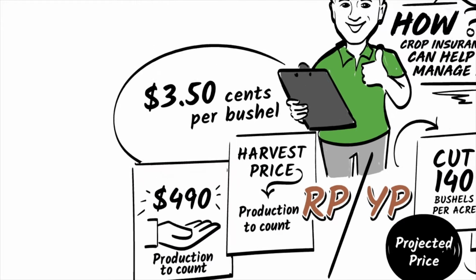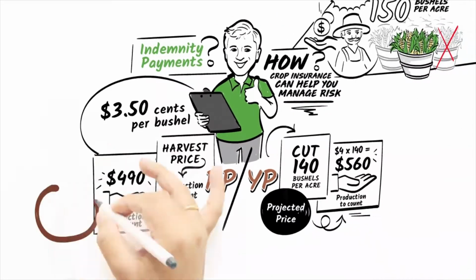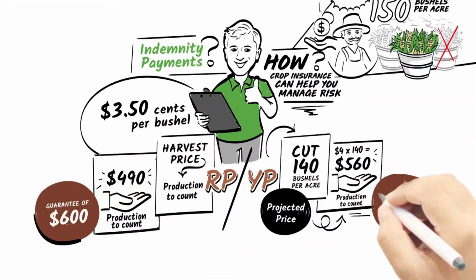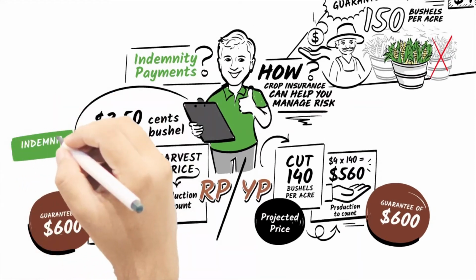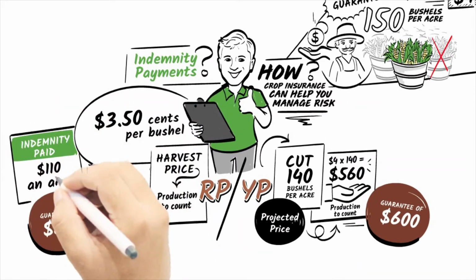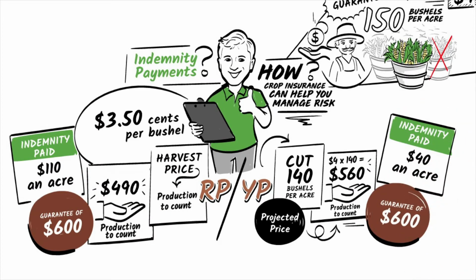So what would his indemnity payments have been in this scenario? They both have a guarantee of $600, but because the harvest price came in lower, the indemnity paid will be $110 an acre for an RP policy compared to $40 per acre for a YP policy.